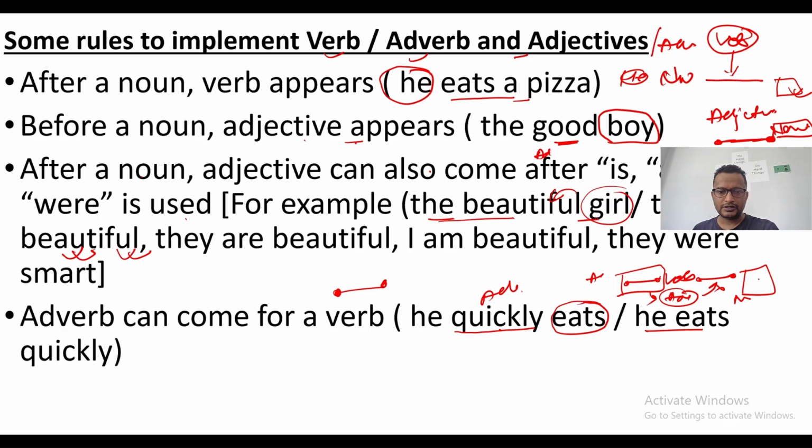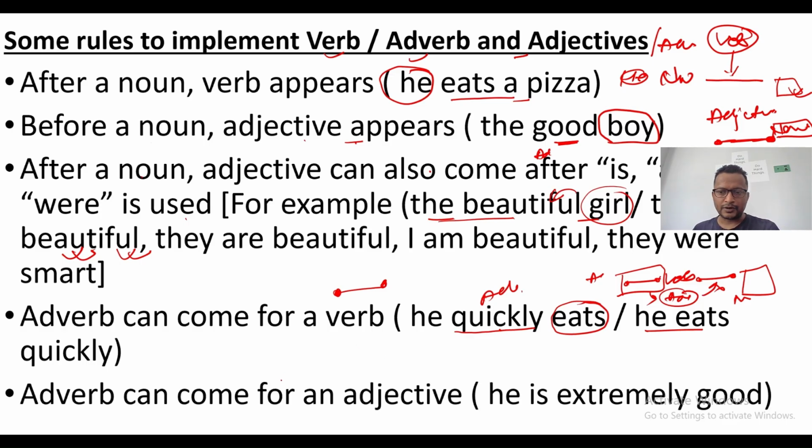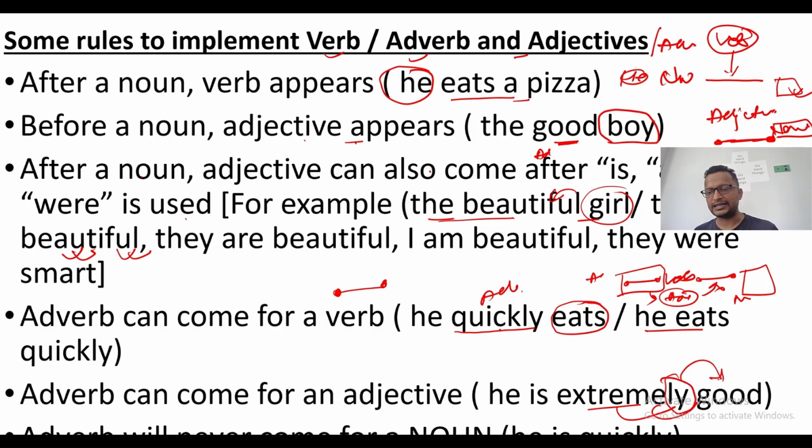So this is how. Now adverb will never come for a noun, right? For example, he is quickly. It doesn't make any sense, right? So adverb will never come for noun. Adverb can come for another adverb also. He is extremely good. And then adverb can come also for another adjective, like how good he is. He is extremely good. This extremely is denoting how good he is. It is saying how good he is. He is extremely good. So this is adjective, and then this is adverb. So it can describe even verb. It can describe even adjective. Right?